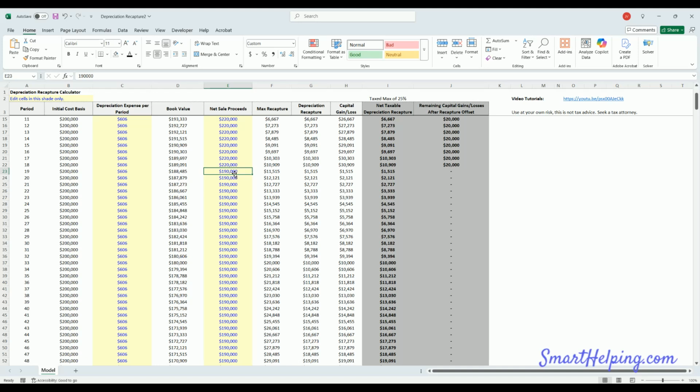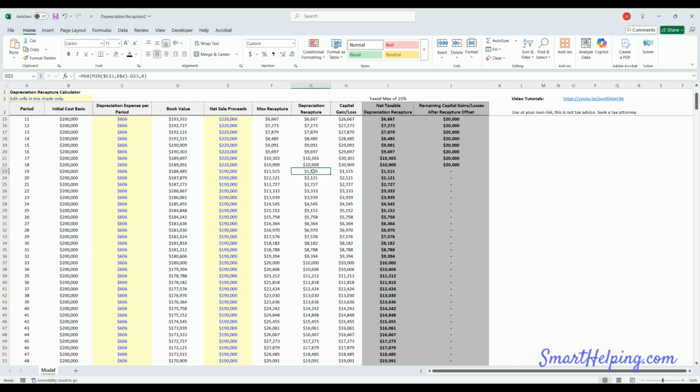gain for depreciation recapture purposes. So we sell it for 190. Book value is 188. So you have $1,500 in depreciation recapture, meaning since you depreciated this, but you actually sold it for higher than what you depreciated it down to, you have to pay taxes on that again, whatever that might be.